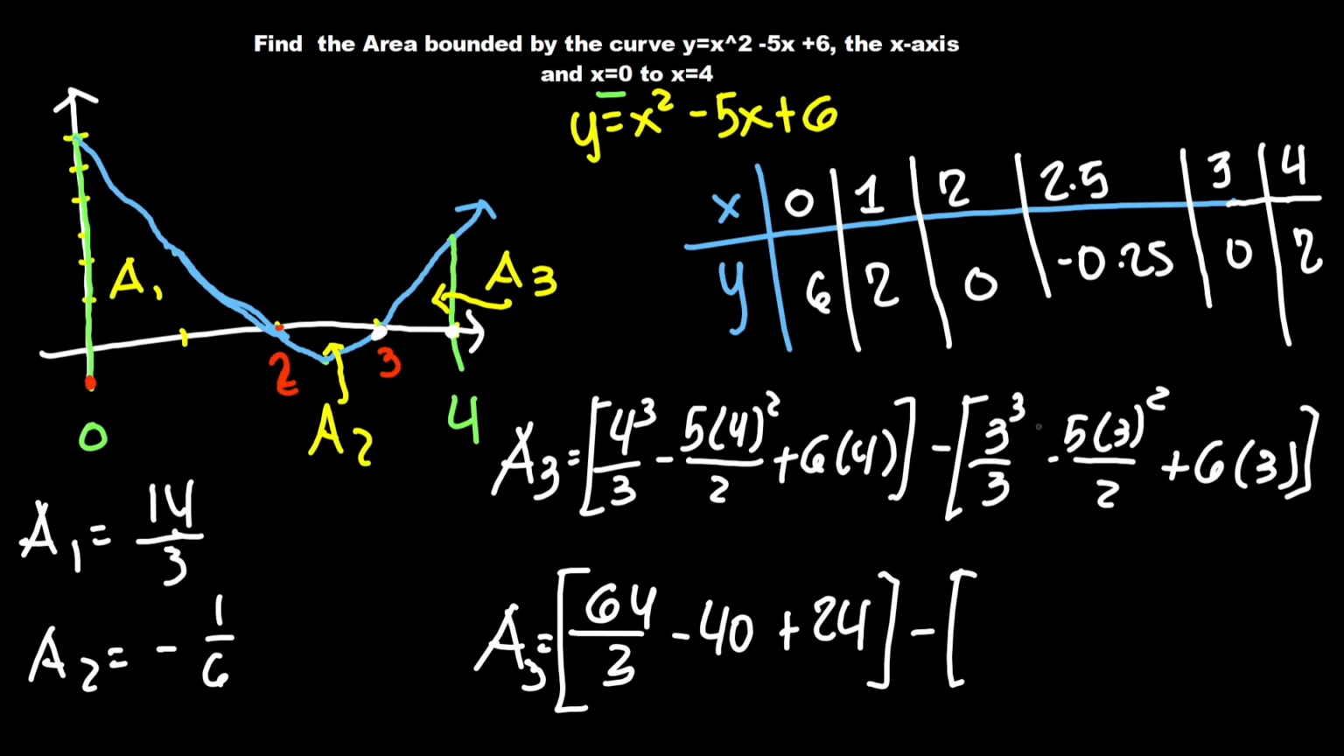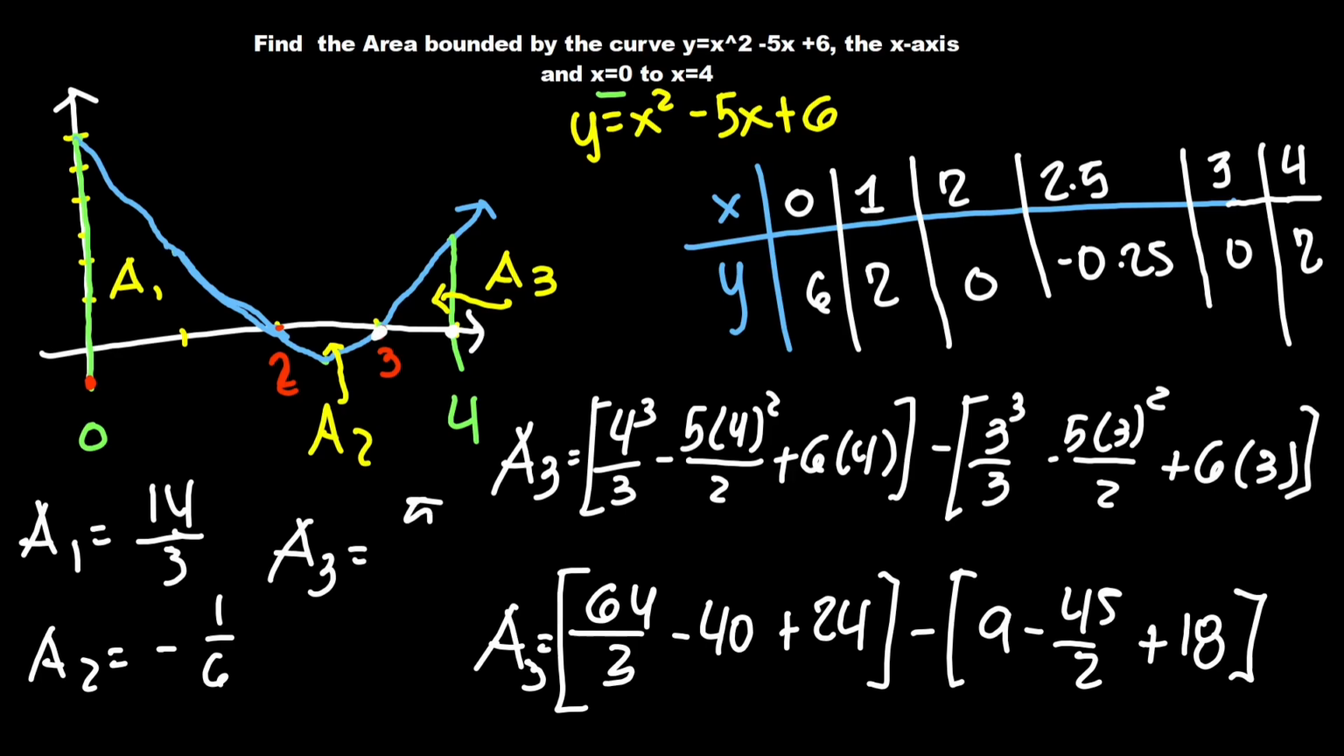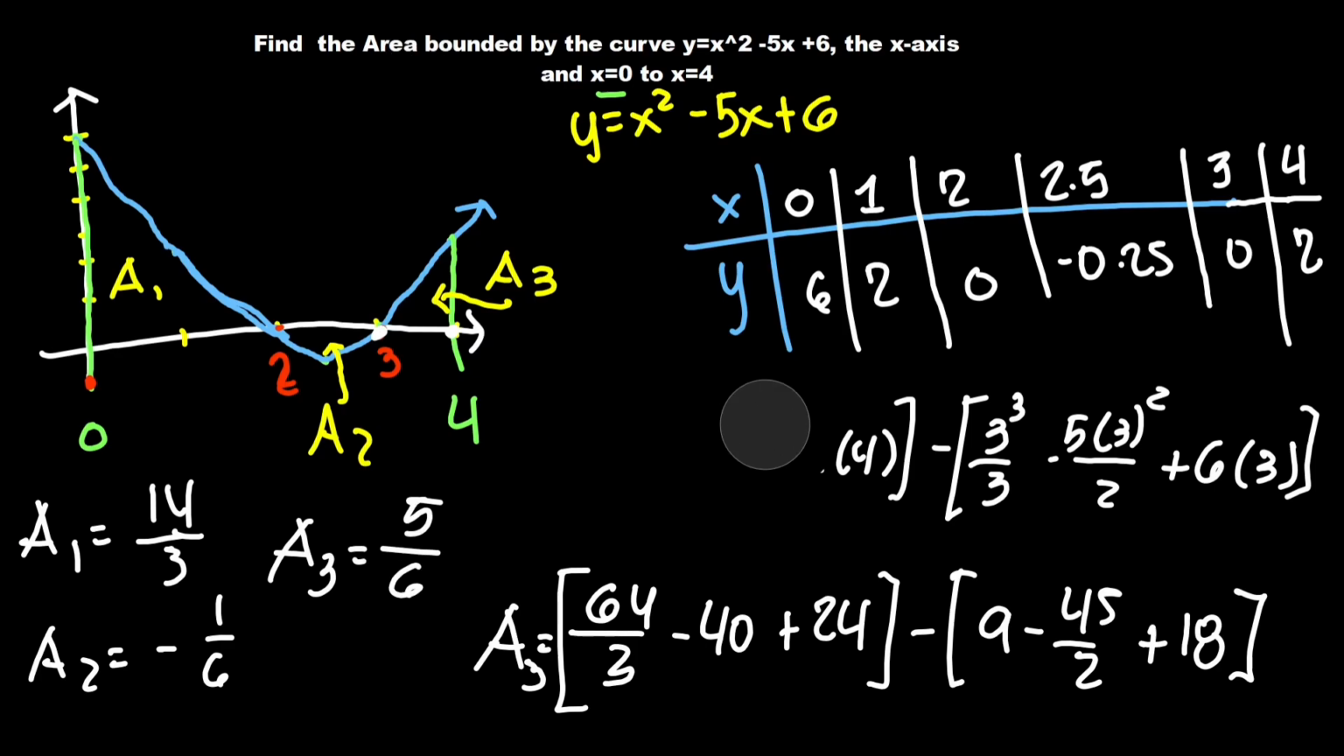Subtract this by this one. 3 cubed would be 27 divided by 3, or this would be 9, minus 45 over 2 plus 18. Now, I'm not going to manually solve this. I'm just going to use a calculator. Area sub 3 would be equal to 5 over 6.